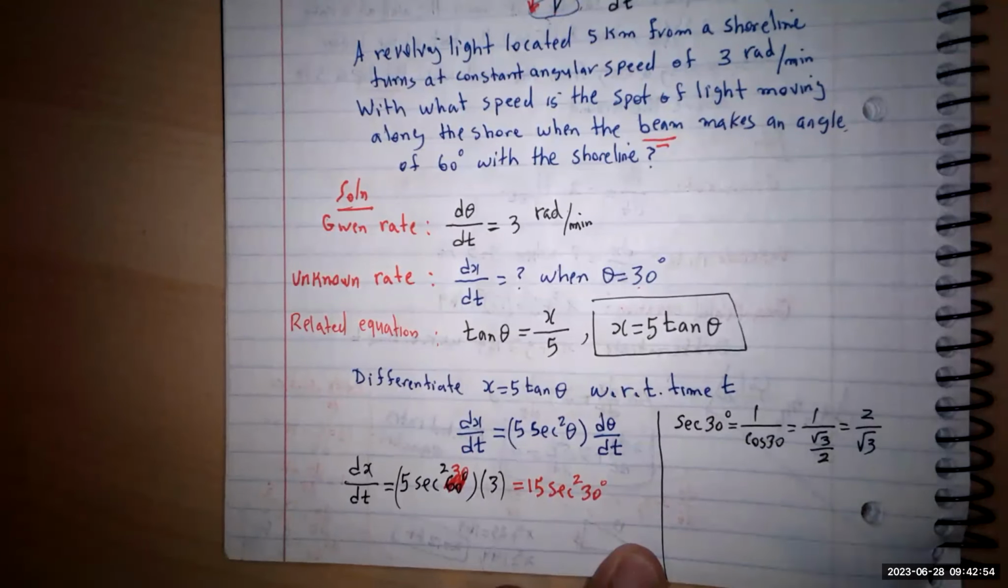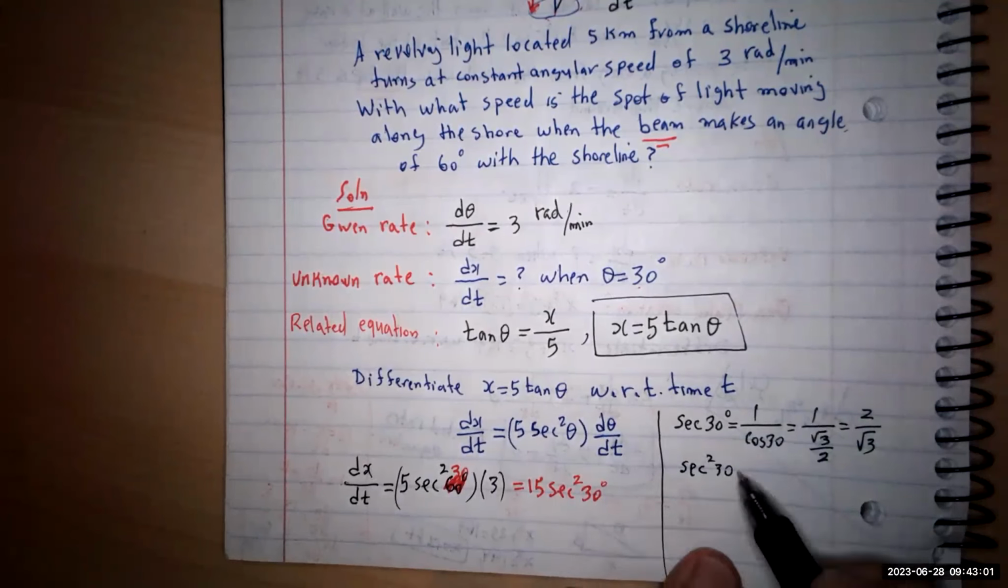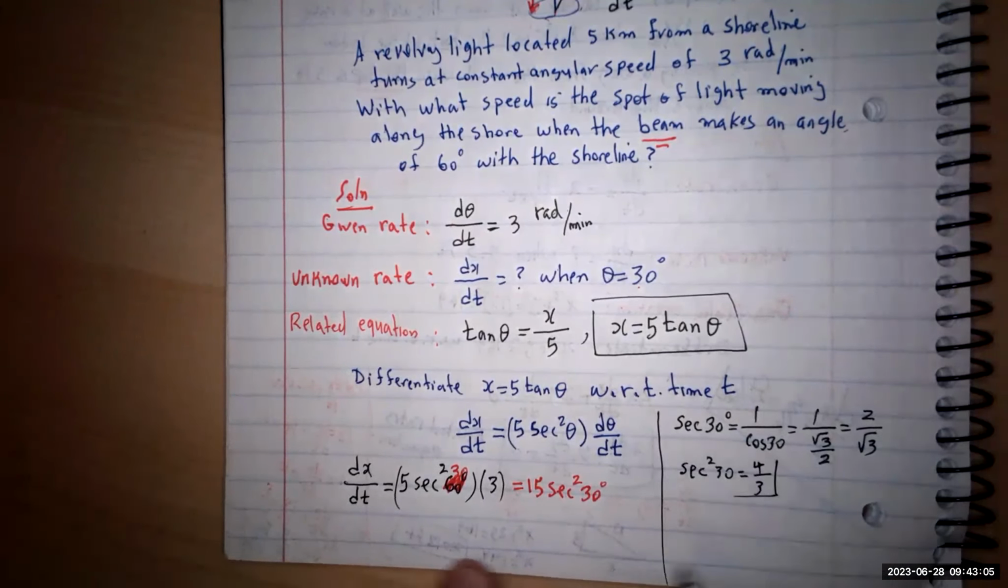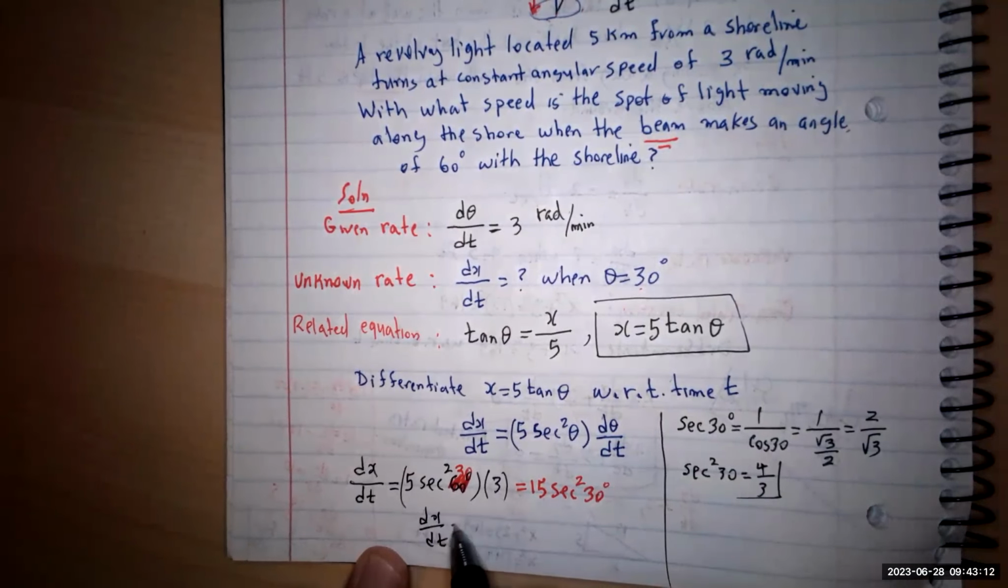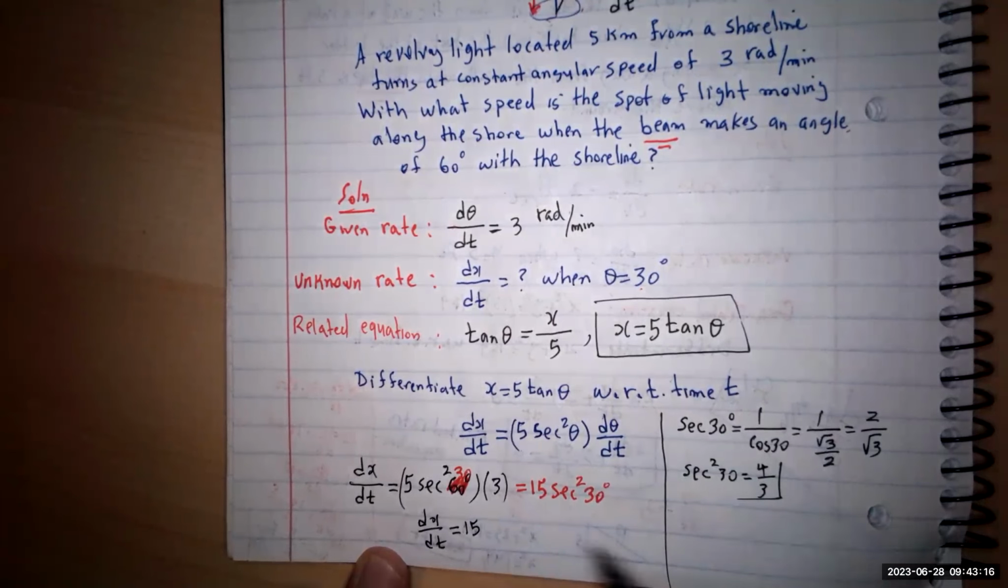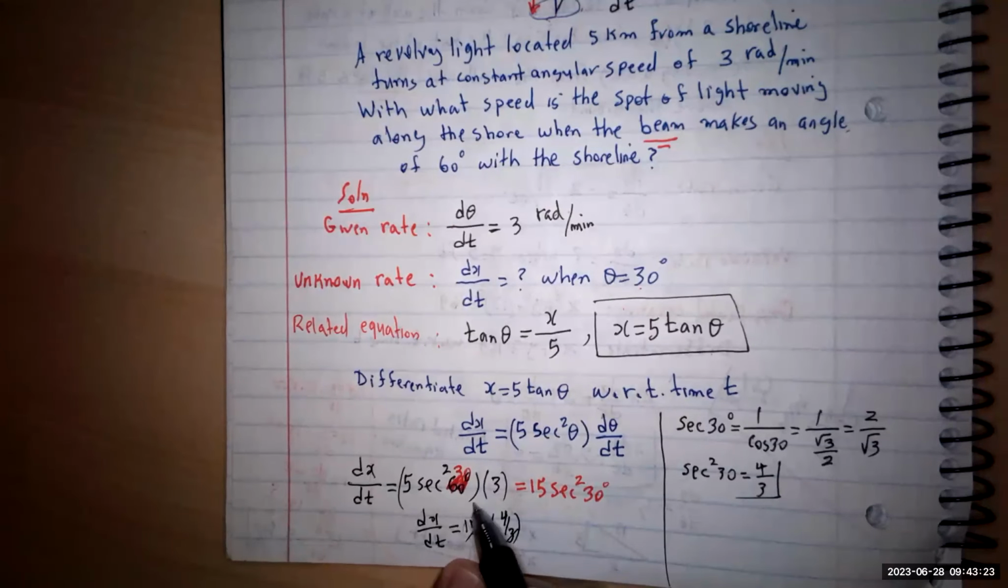Now you square it. So the secant squared of 30, you can do it here, but I just do it separately. We square it, and that gives 4/3. So that would be 4/3. You bring the 4/3 here, or just do it all together. So dx/dt is going to be equal to 15 times the secant squared, which is 4 over 3. You simplify 3 and 15, 5 times 4, 20.